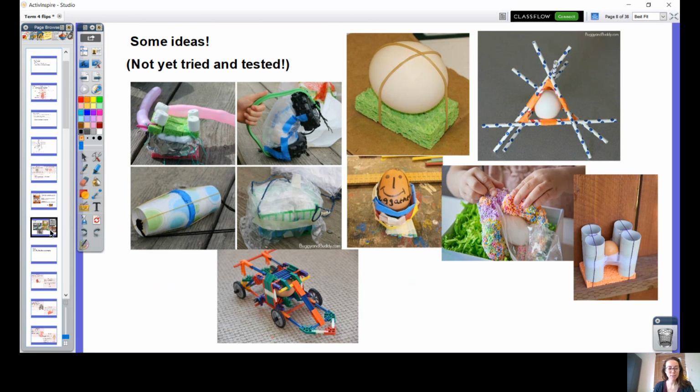So if you'd like to, you can take part in that science investigation. And do let me know how you got on on Dojo. I'd be really interested to find out.